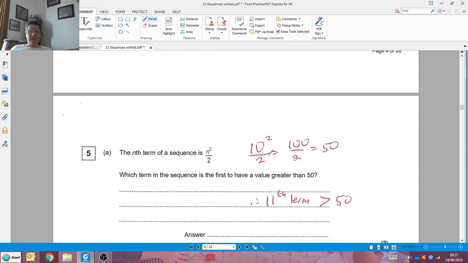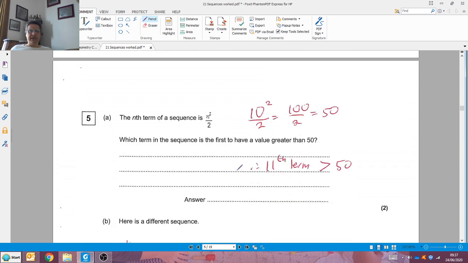But anyway. Question 5. Here's a quadratic sequence, half n squared. Which term is the first one to give us a value of greater than 50? Well, I know that 10 squared, which is the 10th term, will be 100 divided by 2 is bang on 50. So I'm wanting the 11th term, because 11 squared will be 121, and divide that by 2, and that's going to be 60.5. Yeah, that's greater than 50, all right? So a little bit of evidence gets 2 marks.